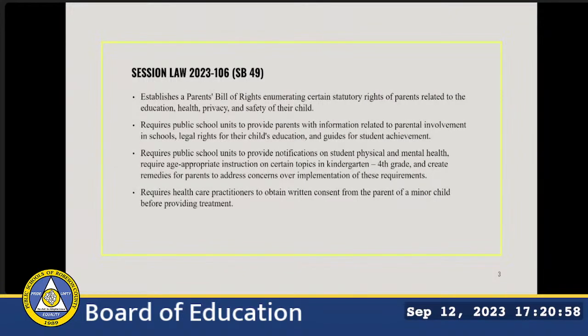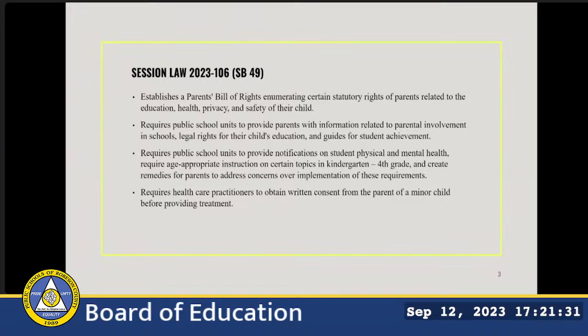But again, let's talk about what this does. So what the Parents' Bill of Rights does is it enumerates a number of different statutory rights dealing with parents and their relationship to education, privacy, safety of their children, medical treatment of their children. And it requires public schools to do a number of different things to provide information to parents and to get them involved in schools. It gives them some control, if you will, over certain things dealing with their child's education as well as medical treatment.